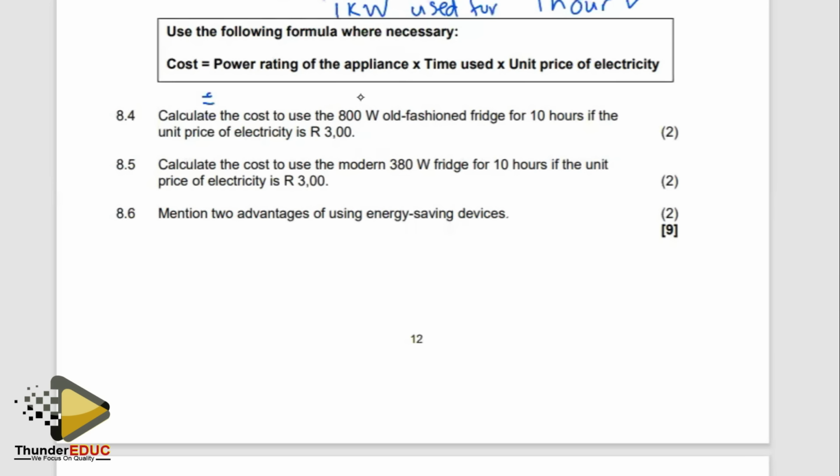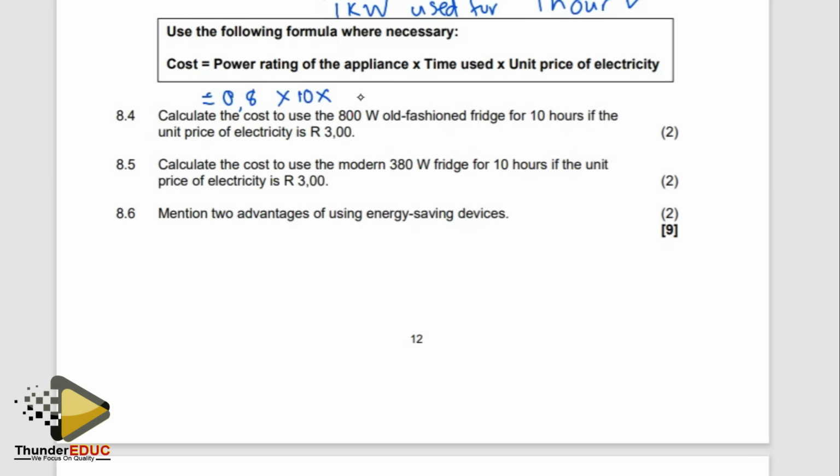So we are saying the power rating there. Remember, the power rating of an appliance should be in kilowatts. So first, you convert 800 watts to kilowatts. You divide by 1,000, and you end up having 0.8 kilowatts, times the time used, which is 10 hours.